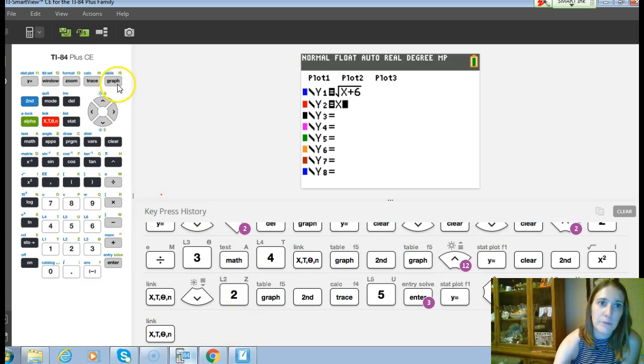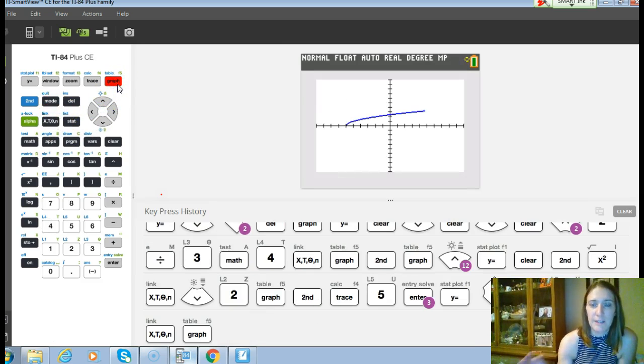All right. So now when I hit graph, I would like you to take a moment to sketch this on your graph. So y equals x, and y equals the square root of x plus 6. We're going to find the intersection point. So go ahead and pause the video, take a moment to sketch both of those, and you probably have an estimate for where you think they intersect.